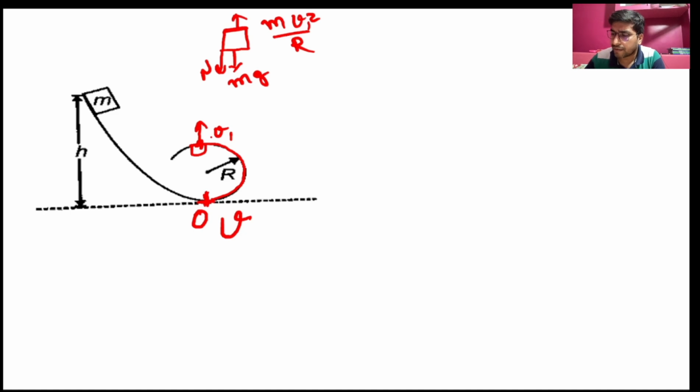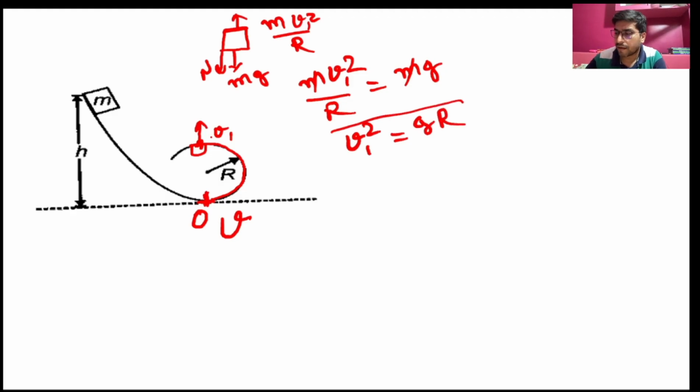So we can write m v1 square by r is equal to mg. So m will get cancelled out. From here we get v1 square is equal to g into r, right? So at the top the minimum velocity square is equal to gr.